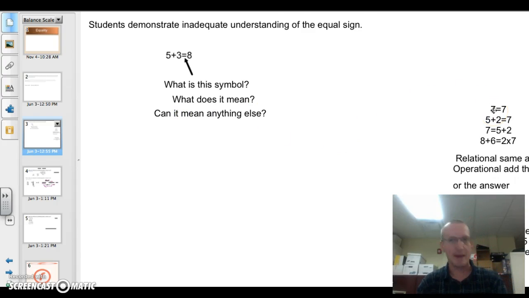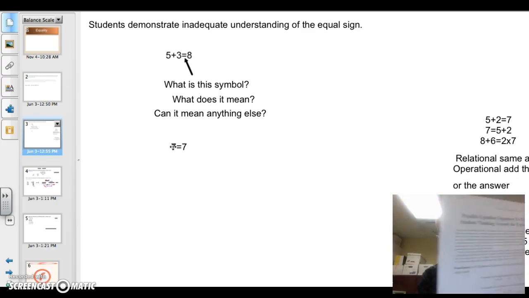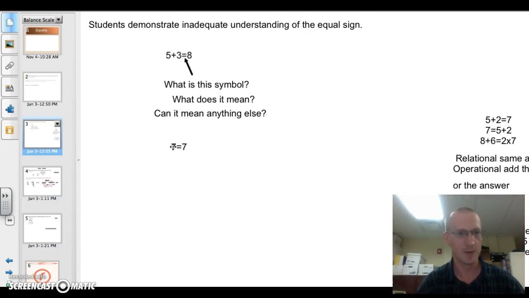On the right-hand side, you see 7 equals 7. And I like to do this with possible equations for sequencing. That's the reference article we were talking about, and it has a lot of these questions in there. So 7 equals 7. Would a kid say that's true or false? Hopefully they're going to say that's true. And then we look at some other questions. How about 5 plus 2 equals 7? Is that true or false? And we'll have some kids say, yes, that's true.